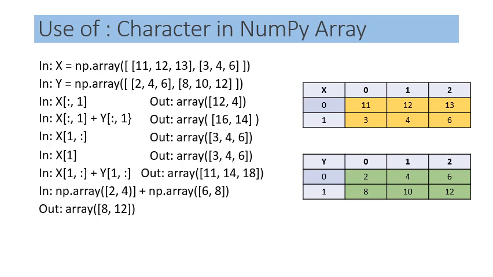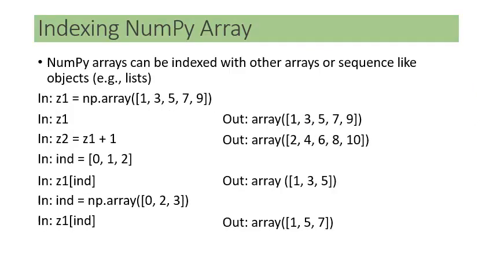And of course, you can have np.array 2, 4 plus np.array 6, 8, and this could give you 8, 12. So 2 plus 6 is 8, and 4 plus 8 is 12. Yeah. So with that, indexing of a NumPy array can be done with other arrays, such as sequence-like objects.